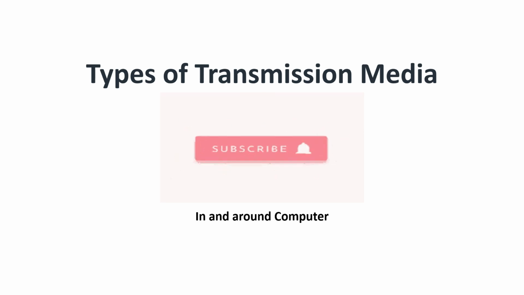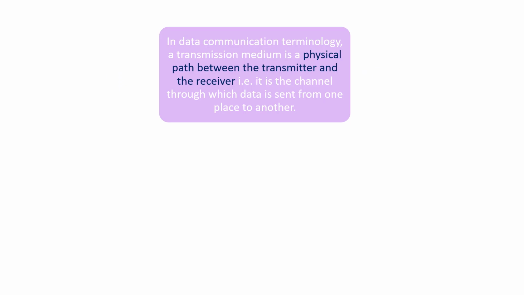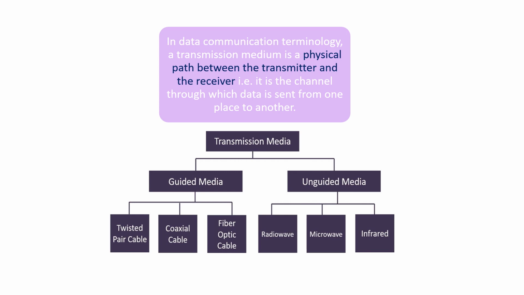In this video, we are going to see the types of transmission media in computer networks. First, we can see what a transmission medium is. It is a physical path between transmitter and receiver. That is, it is the channel through which the data is sent from one place to another. So transmission media has two types, that is guided media and unguided media.